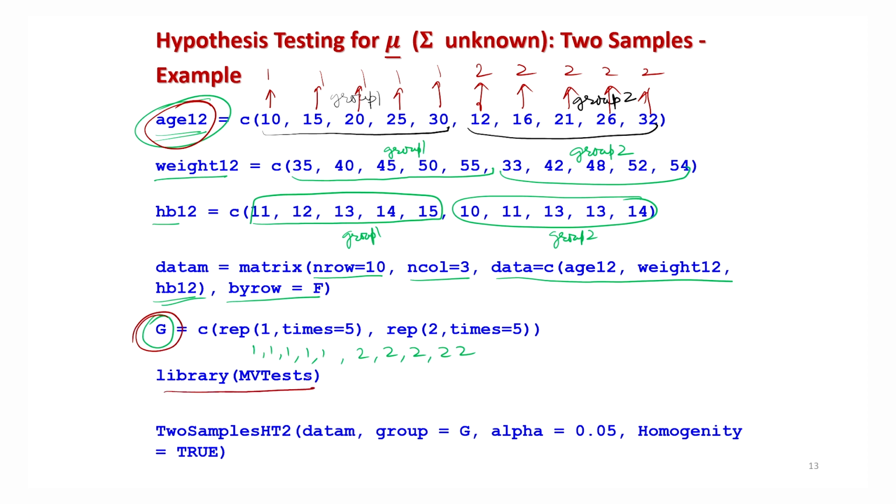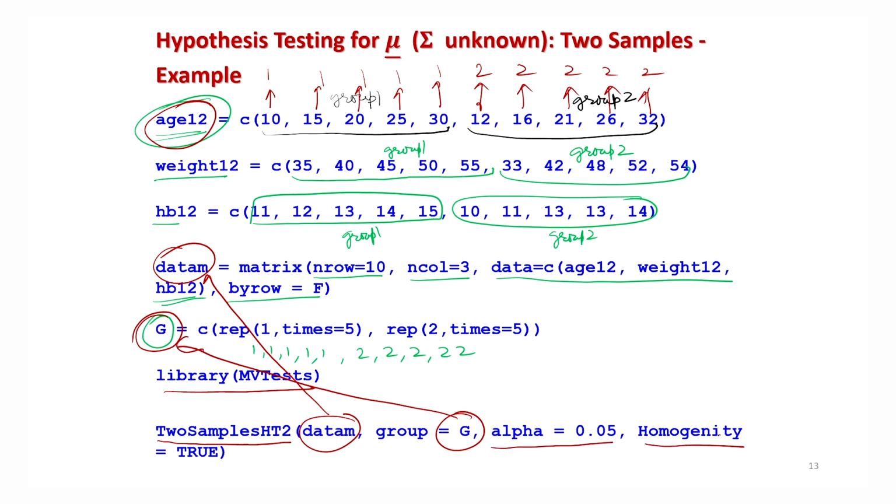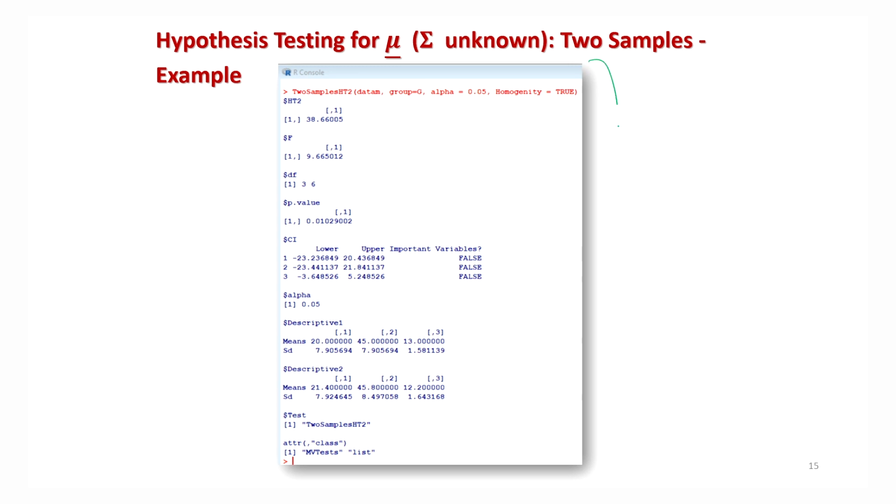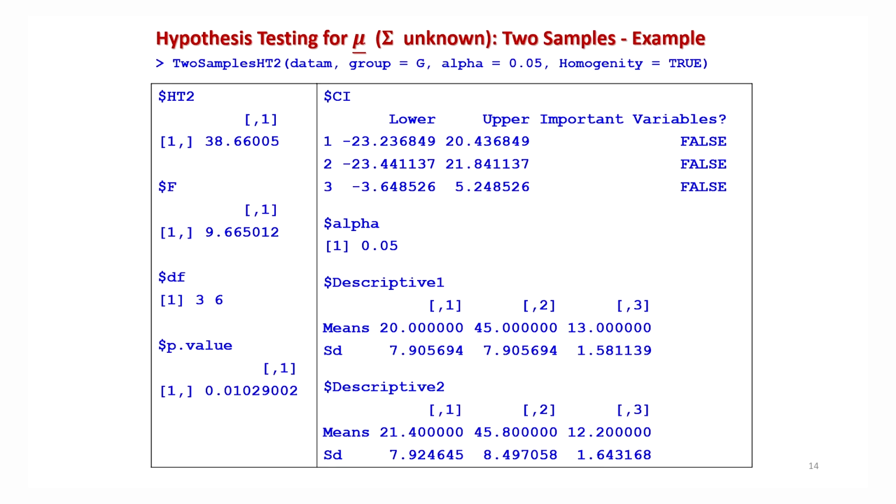Then I use the library mvtest, and I give the command for the two sample Hotelling T-square test, with data m, group equal to g, alpha equal to 0.05, and homogeneity equal to TRUE. Now you will see that the outcome will come like this. This will be the screenshot, but since I cannot fit it in a single slide, I have divided it into 2 columns, and I will explain how these things are coming.